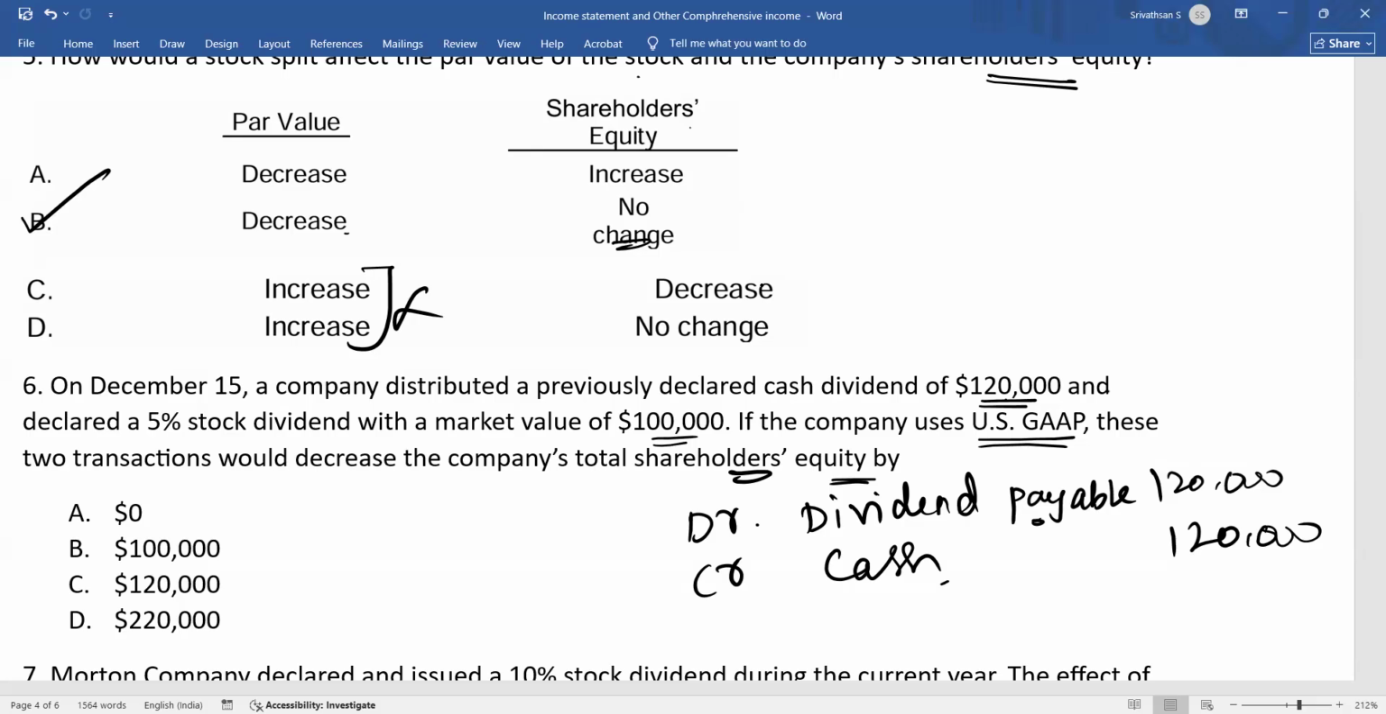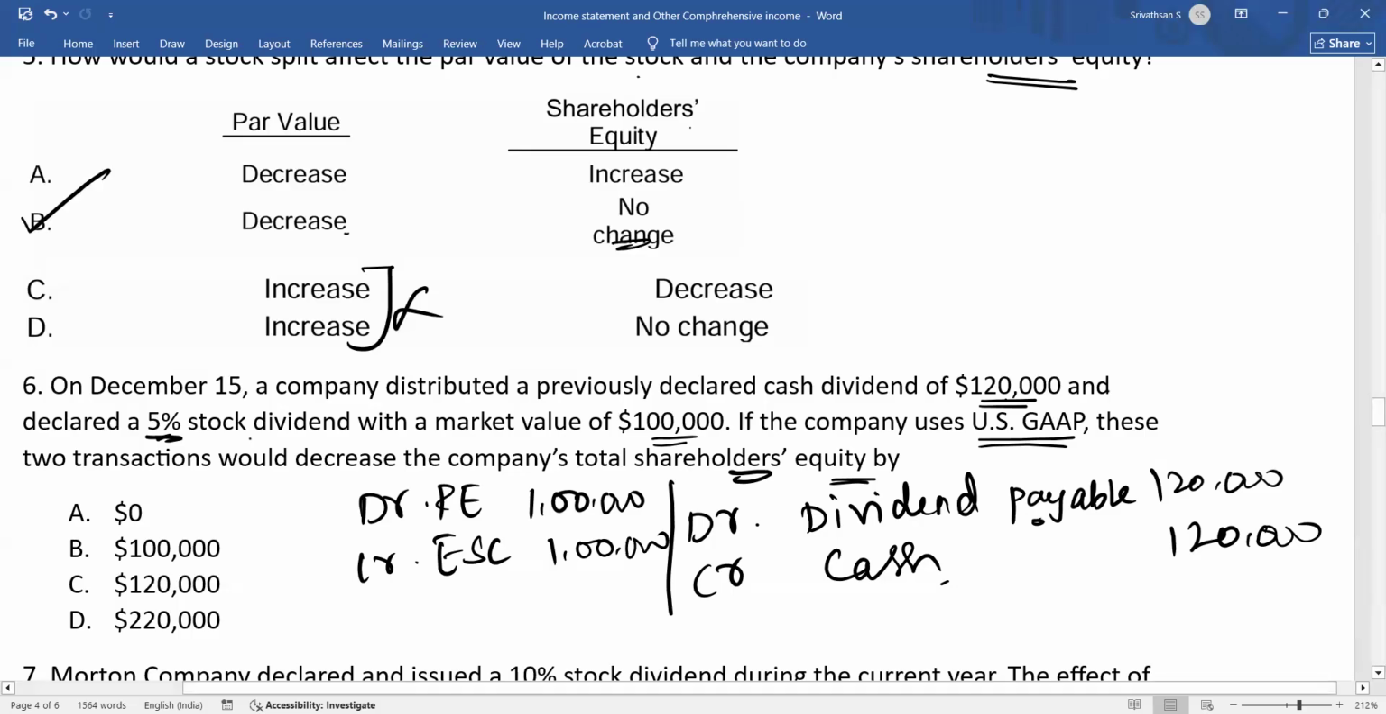Now, the company declared a 5% stock dividend with a market value of 1 lakh rupees. So what is the journal entry we will pass for a stock dividend? Here it is a small stock dividend because it is only 5%. We have to debit retained earnings. Market value is 1 lakh. So debit retained earnings 1 lakh. And what do we have to credit? We have to credit equity share capital 1 lakh. Right? So here, this journal entry has no impact on shareholders' equity.